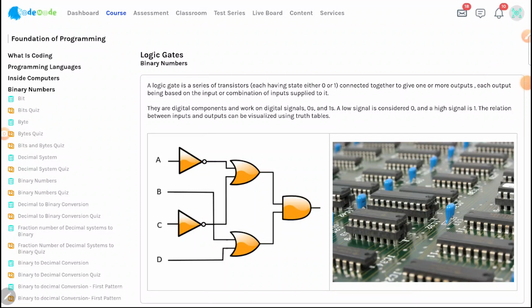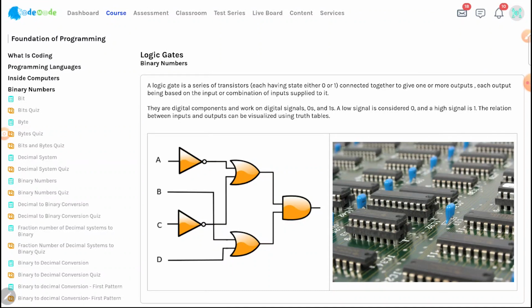Let's begin. A logic gate is a series of transistors where each transistor is having state 0 or 1. We have already learned in the previous classes. So each logic gate is a series of transistors. They are connected together to give one or more output, in which each output is based on the input or a combination of inputs. So think of it as like two bulbs.